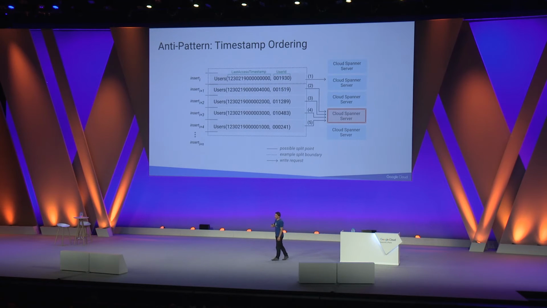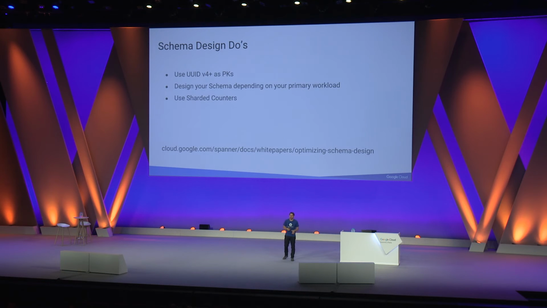So just to give an example, here is a little bit more graphically. If you have a timestamp as a primary key, like a last success timestamp, for instance, and then user ID and some other data for each of your rows, since it's lexicographically ordered, you get all these into one split. So what can you do to avoid this hotspotting?